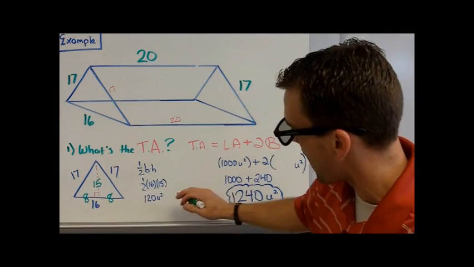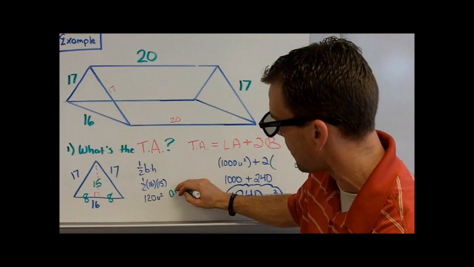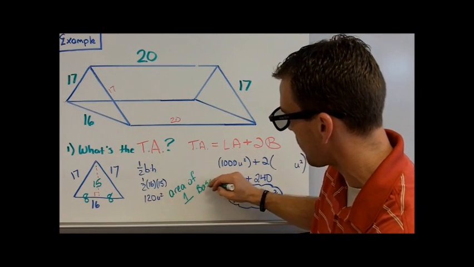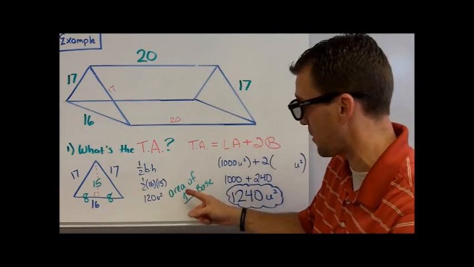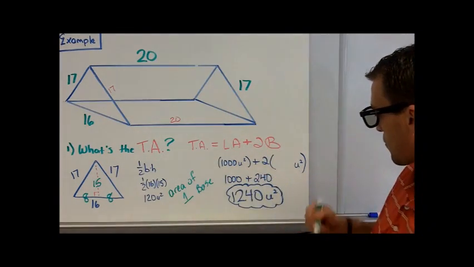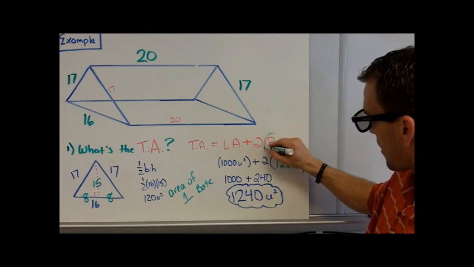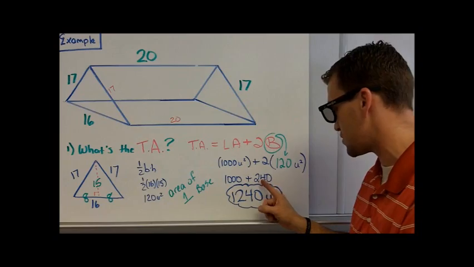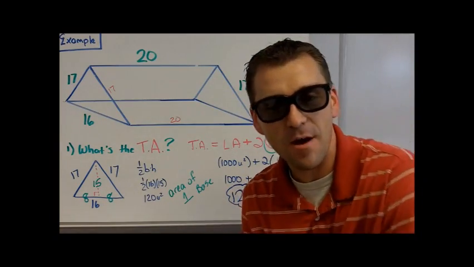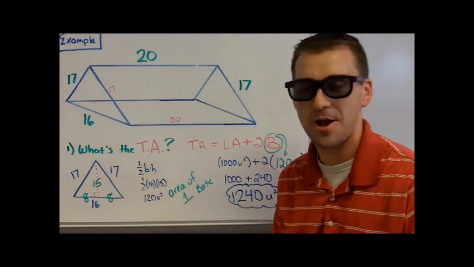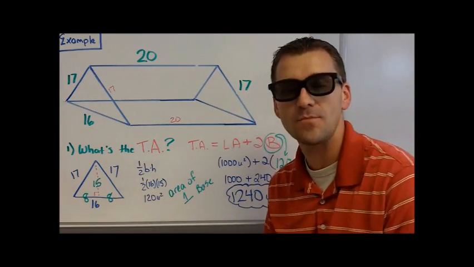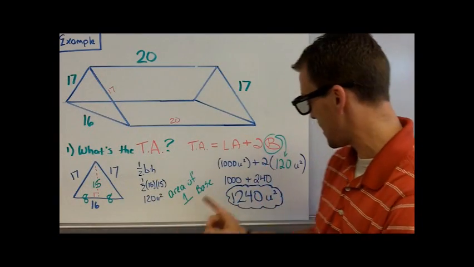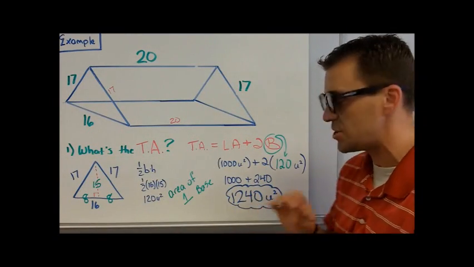Wonderful. Now remember, that right there is only the area of one base. So we must, if you will, look over here. We can plug that into 120, plug that in right here for the area of the base. That's what that is, just 120. And then I got to take 2 times that, which is 240. So when I add them all together, my final answer for the total surface area, congratulations, the first one that you've done, the total surface area for this triangular prism is 1,240 units squared.